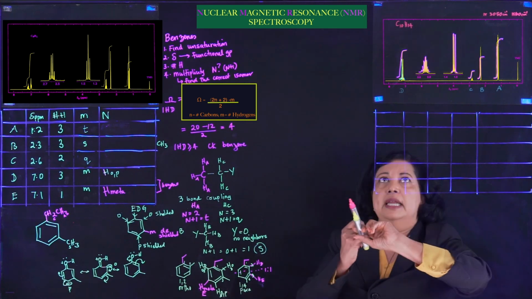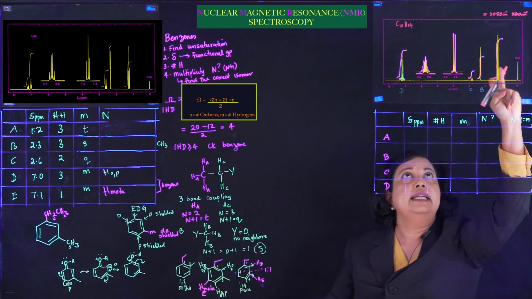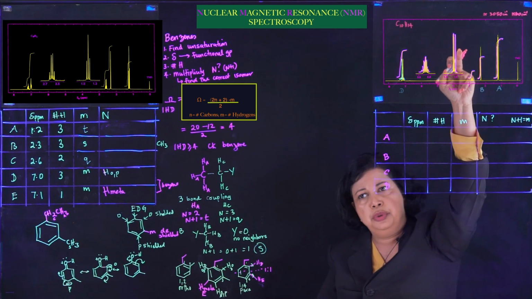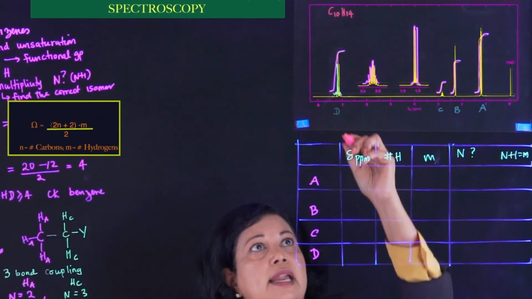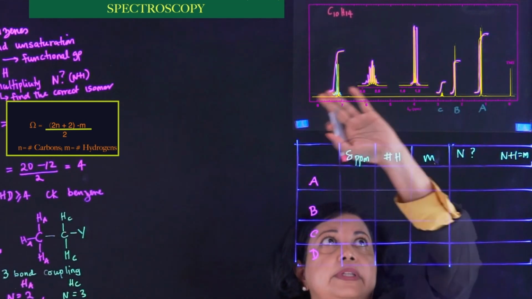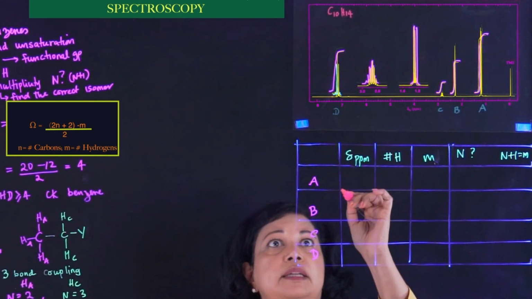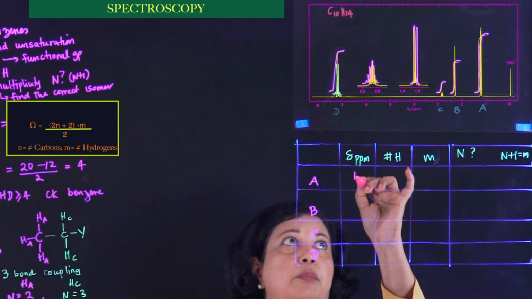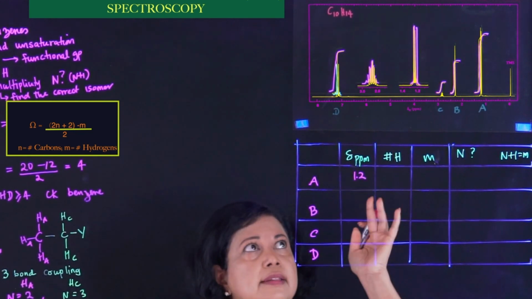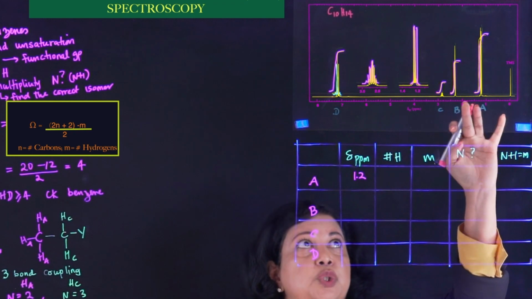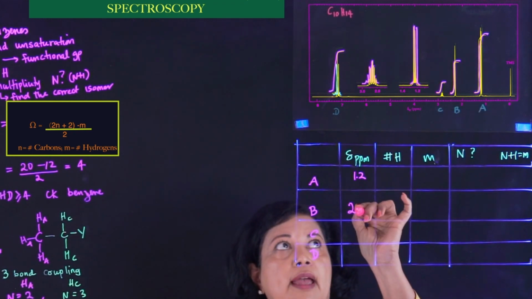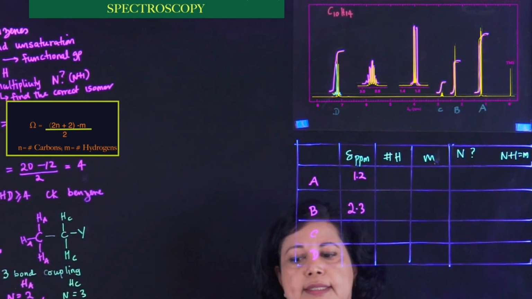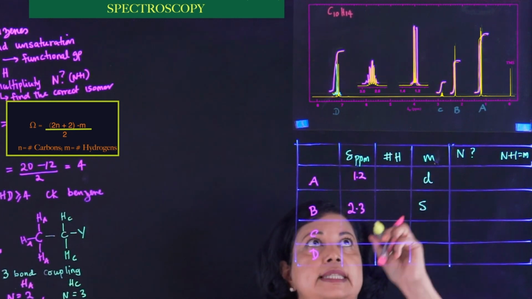Again, let's tabulate the data. A, and it's blown up for you, is a huge doublet. Like a palm tree compared to all of these. This is really big, so it must be significant. And it's at 1.2, which means it's in the alkyl region. B is 2.3, and that is a singlet. So this is a doublet, singlet.